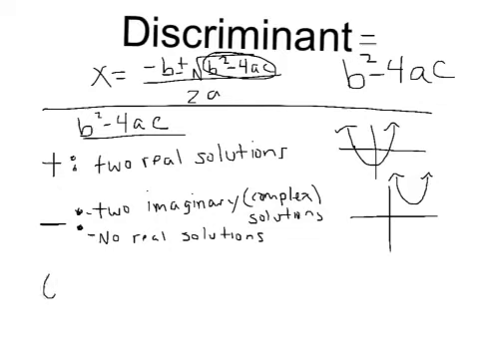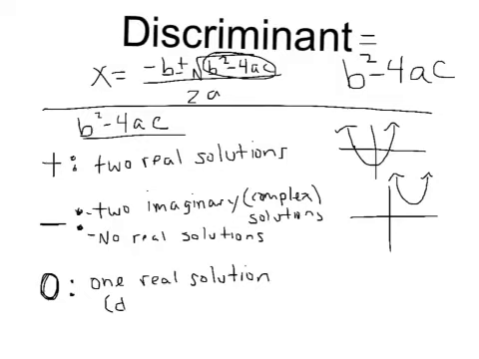And finally, if your discriminant is 0, so if you do b squared minus 4ac and you get 0, that means you're taking the square root of 0, which is 0. So if you think about it up here, this would be negative b plus or minus 0. That's not going to change anything. So you really just have negative b over 2a. That means you only have one real solution.